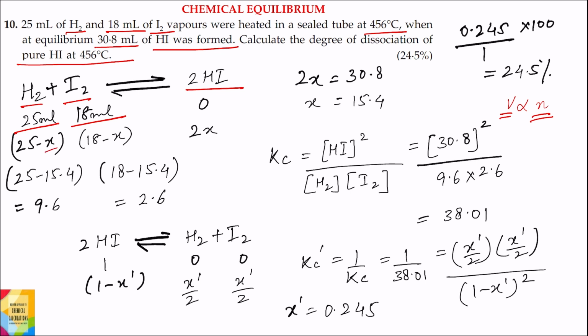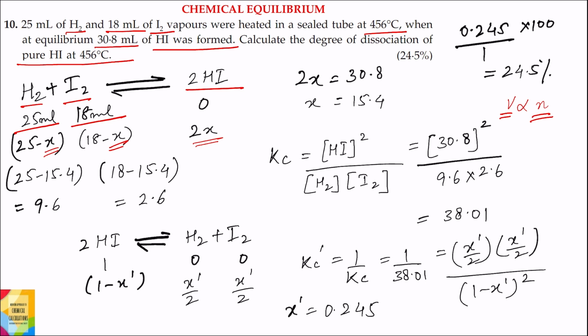Now suppose x milliliter of H2 reacts with x milliliter of I2 to form 2x milliliter of HI, because according to the balanced equation 1 mole of hydrogen reacts with 1 mole of iodine to form 2 moles of hydrogen iodide. Now since volume is directly proportional to number of moles, we can also say that x milliliter of hydrogen reacts with x milliliter of iodine to form 2x milliliter of hydrogen iodide.